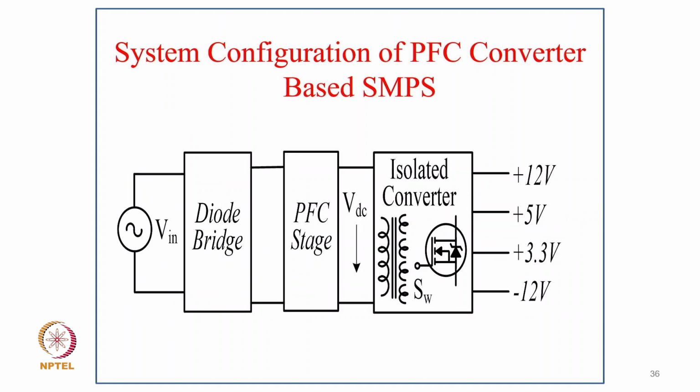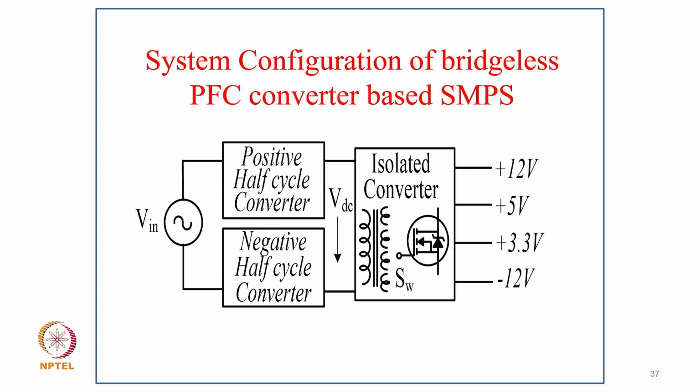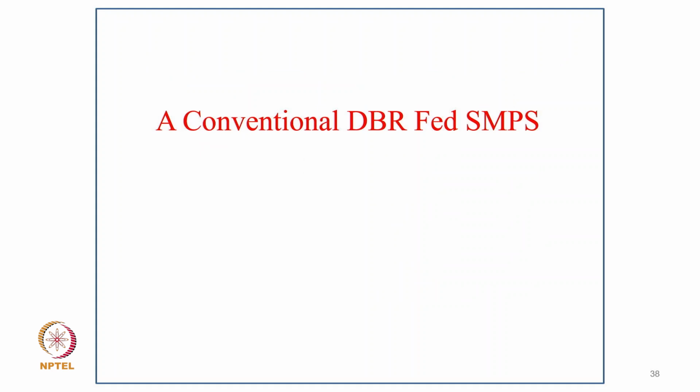And then we have it typically with power factor correction. After the diode rectifier, normally we put a power factor correction stage followed by an isolated DC-DC converter for the multiple outputs. And then we have a bridgeless power factor correction converter also. We use two DC-DC converters, one for the positive half cycle and another for the negative half cycle. So the diode bridge is virtually eliminated here, and then we have an isolated DC-DC converter in this switch mode power supply.